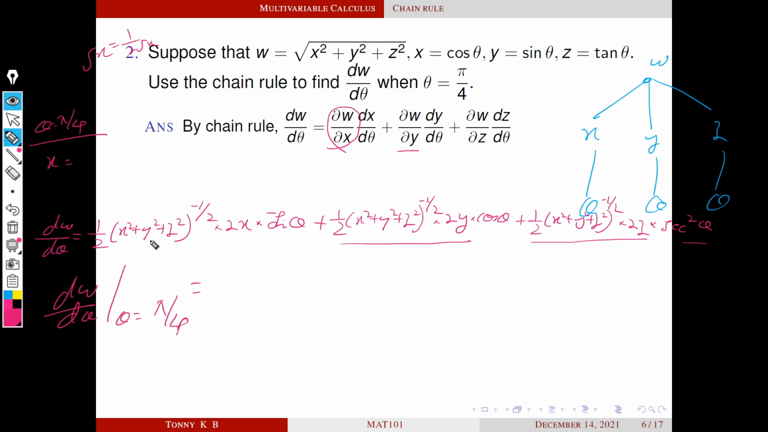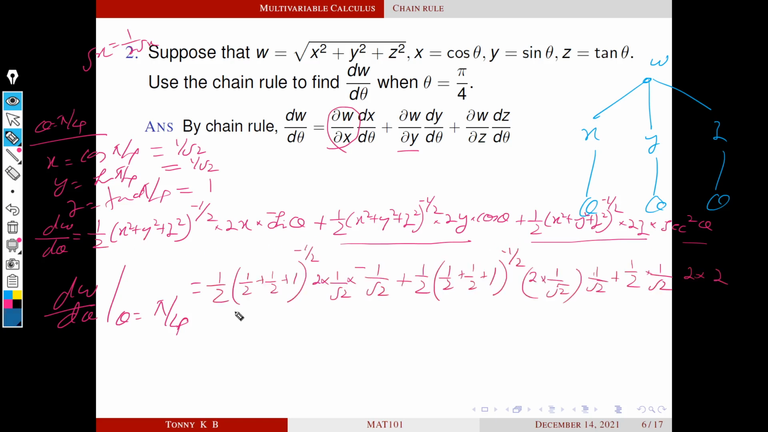So we have to substitute theta equal to pi by 4 in all these terms. So what is the value of x when theta equal to pi by 4? x is cos theta, so this becomes cos pi by 4. And what about y? y is sin pi by 4. And what about z at pi by 4? That is tan pi by 4. Okay. And we know that cos pi by 4 is 1 by root 2, sin pi by 4 is 1 by root 2, tan pi by 4 equal to 1. Then now you can substitute everything in this expression.